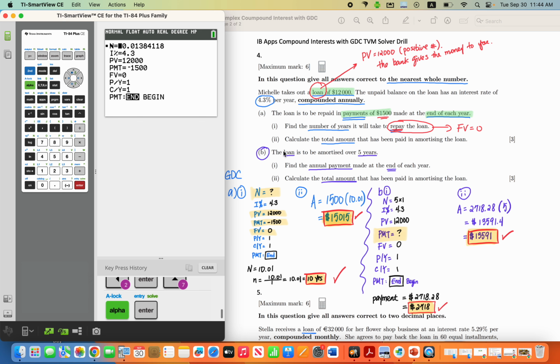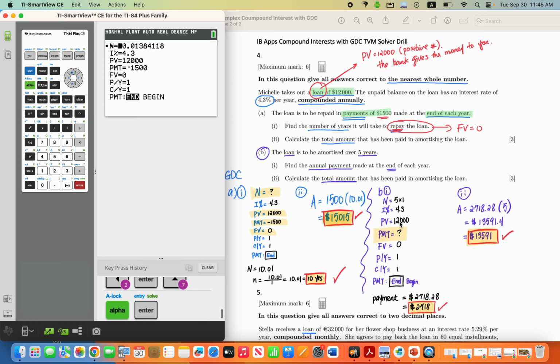All right, part B. It's still a loan problem, so the future value will be 0. Very good. Now, the loan is to be amortized over 5 years. What does that tell you? That means my time changed. We still have this information: compounding annually, K equals 1. I still make the payment at the end of each year, so my payments per year is also 1. So what is the difference? The total number of times will be 5 times 1, and I'm still dealing with the bank at the same rate, so 4.3.